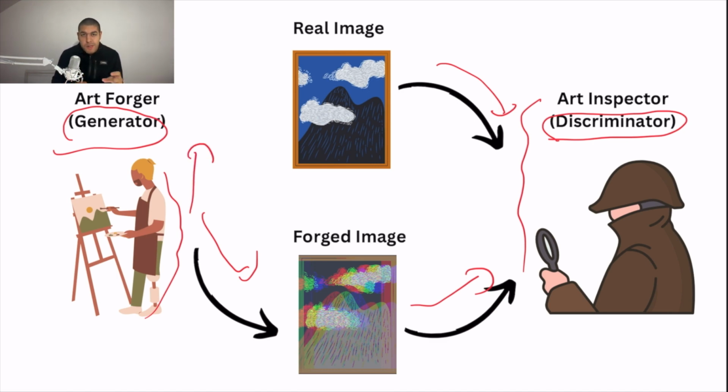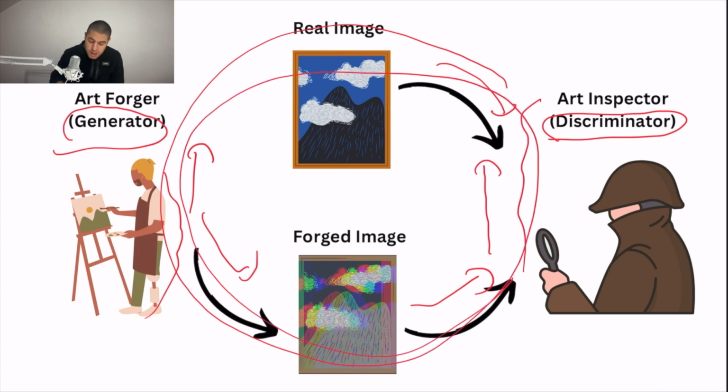However, this improvement is not one-sided. Also, the inspector, as he has seen more fake and real images and compared them, starts to get a better idea of what makes an image real and what makes an image fake. So our inspector becomes a better art inspector, and our art forger becomes a better art forger. This creates a loop where they make each other do their job better. And this is what gives us hyper-realistic images. And this is the power of GAN.